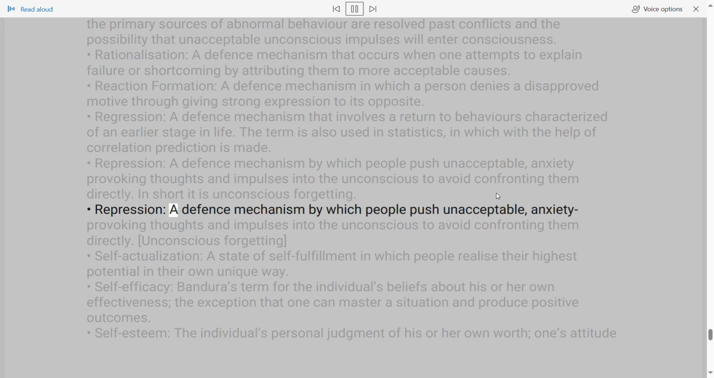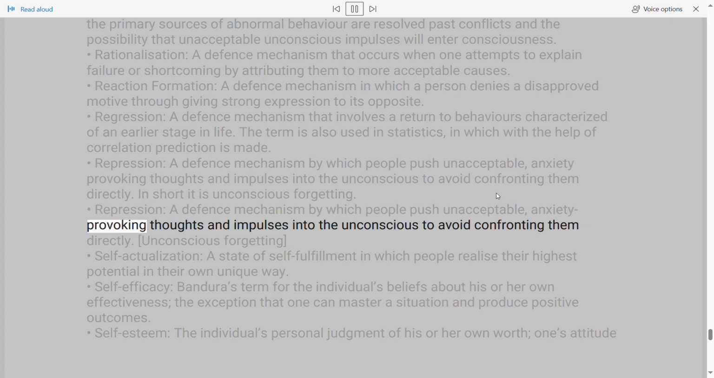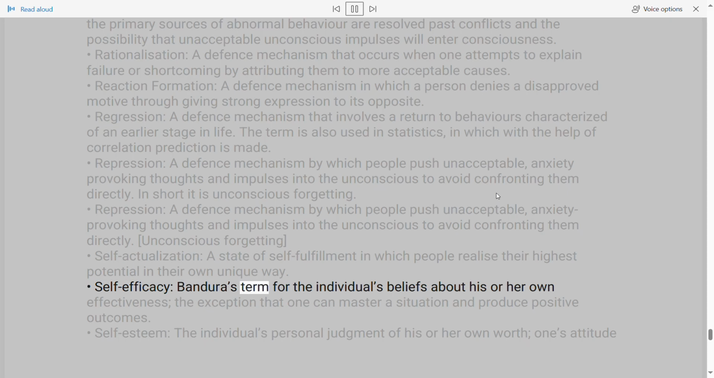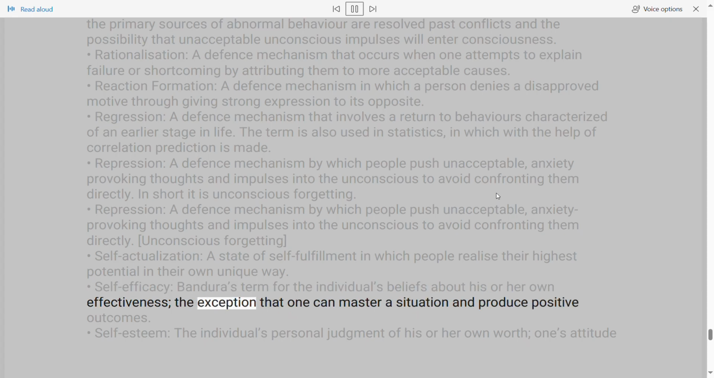Repression, a defense mechanism by which people push unacceptable, anxiety-provoking thoughts and impulses into the unconscious to avoid confronting them directly. Unconscious forgetting. Self-actualization, a state of self-fulfillment in which people realize their highest potential in their own unique way. Self-efficacy, Bandura's term for the individual's beliefs about his or her own effectiveness, the expectation that one can master a situation and produce positive outcomes.